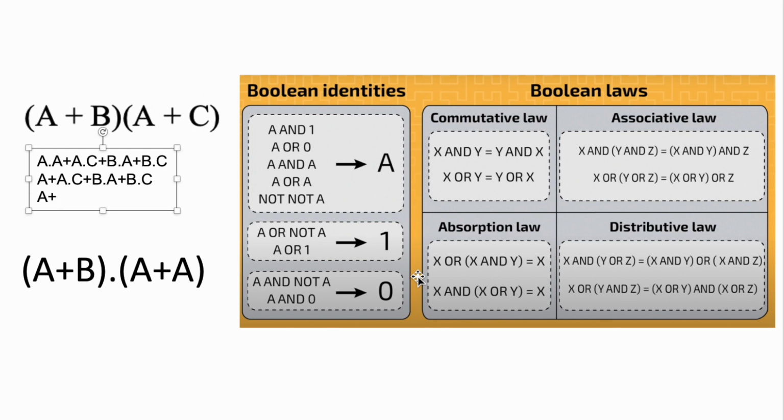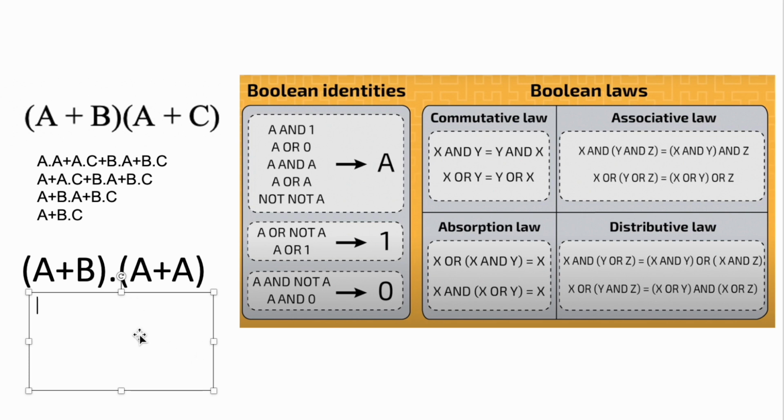And you can do the same thing again, A or B and A, that can resolve to A using the same absorption law. In the end, you're left with A or B and C, and that cannot be simplified any further. And that's where we stop, because each of the terms are different.